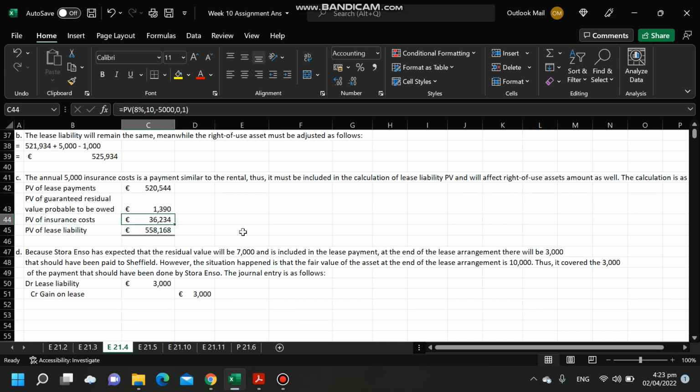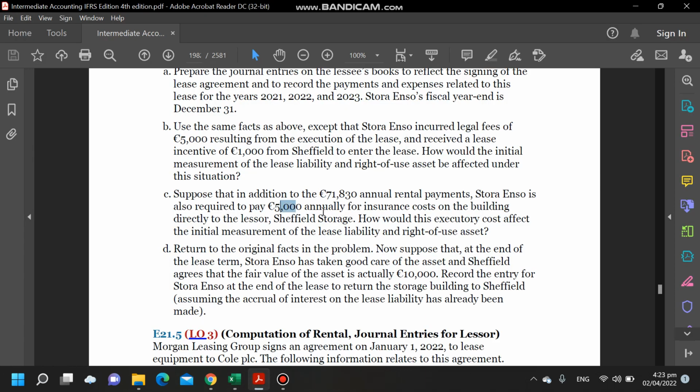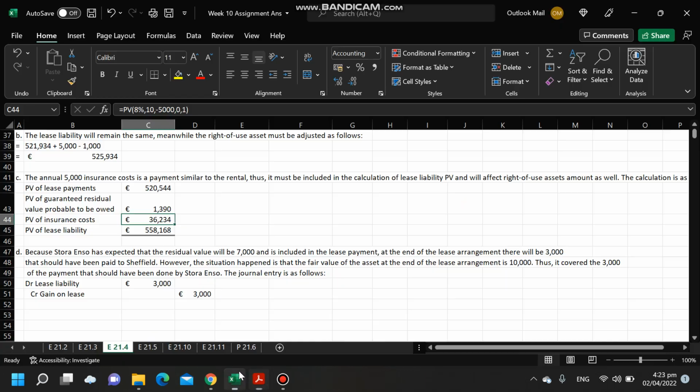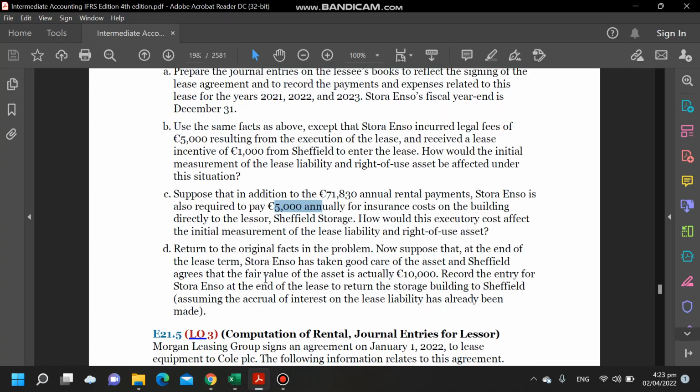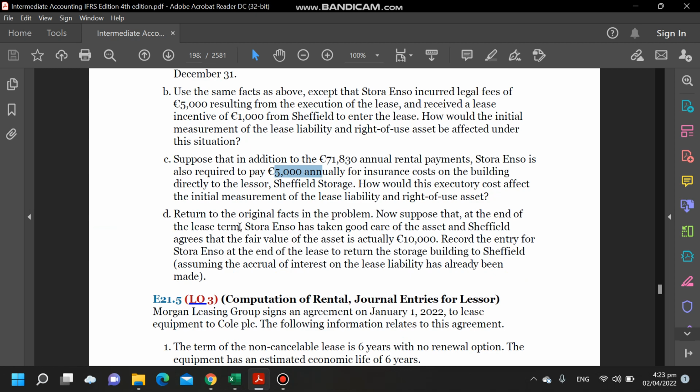Still the same using the present value, 8%, the same rate, 10 years, 5,000, which is the payment of the insurance cost, and then 0 also, and 1 for the type. And then you will get the present value of the insurance cost, 36,234. So now the present value of the lease liability amount is 558,168.